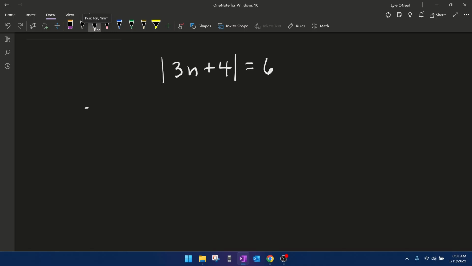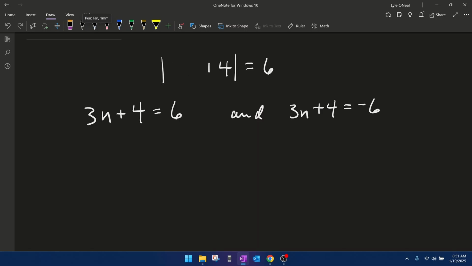So to find our two solutions, we're going to take the stuff inside the absolute value and set it equal to 6. And we're also going to take the stuff inside the absolute value and set it equal to -6. Let me explain why we do both.